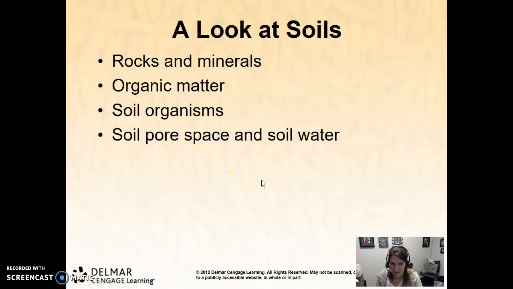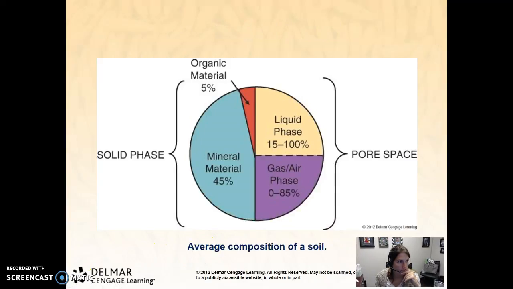And so just like us, we have pores. Soil has pores, some that hold a lot of water and some that do not. All right. So this is if you like pie charts or you like to look at it other ways than just actual numbers. Solid versus the pore. Okay, the mineral material makes up 45% and 5% is your organic matter. If you split these, they look like they're split in half, but they're not. There's a little bit more gas and air phase, 85%, and then the other 15% of that is liquid.